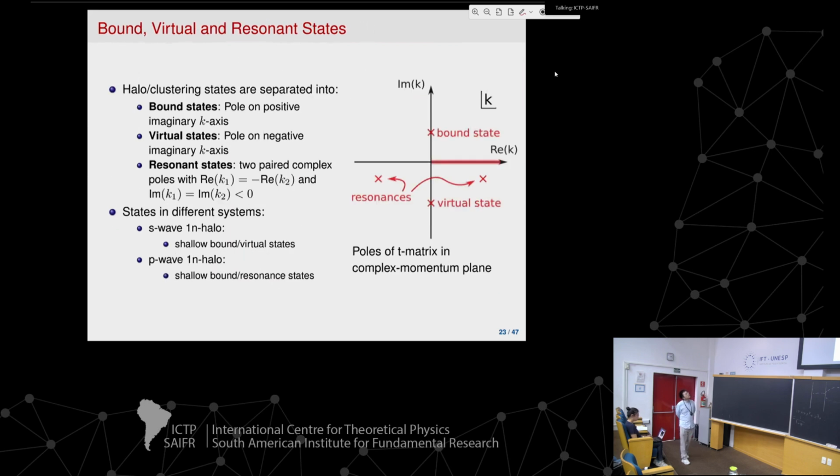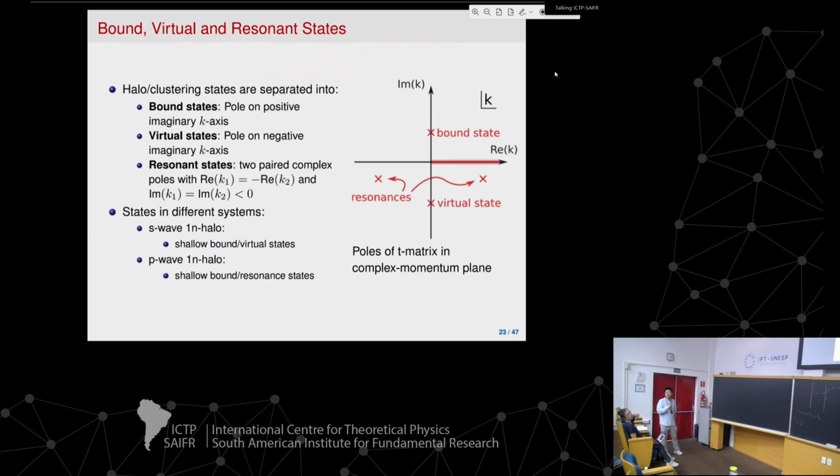Now let's talk about the pole of the T matrix and how it's related to bound, virtual and resonant states. For halo or clustering states, we can separate these states into three different categories. One is bound states. If you look at the complex momentum plane, the pole of the T matrix will be on the imaginary axis of K, on the positive side, so above here. So it's a bound state pole. And if you have a virtual state, this pole is on the imaginary axis on the negative side. So this is a virtual state.